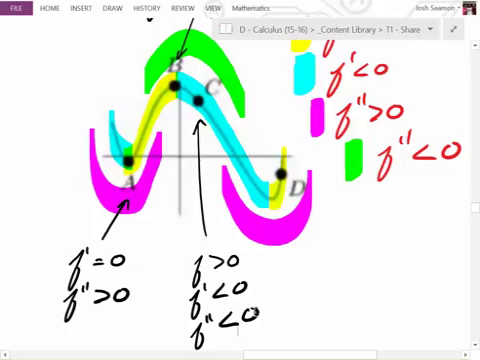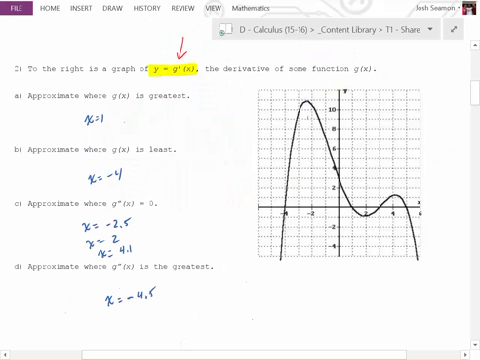So I understand what you're saying. You're saying, how is it possible for something to have a first derivative of 0 but a second derivative not 0? Well, it can happen quite frequently, actually. Absolutely. X equals 1, or what is that, 5? Yes, x equals 5. And then it says, approximate where g of x is least.